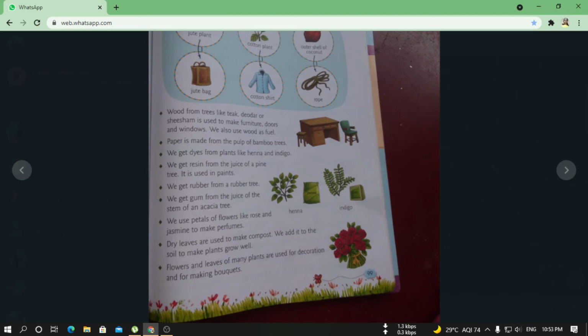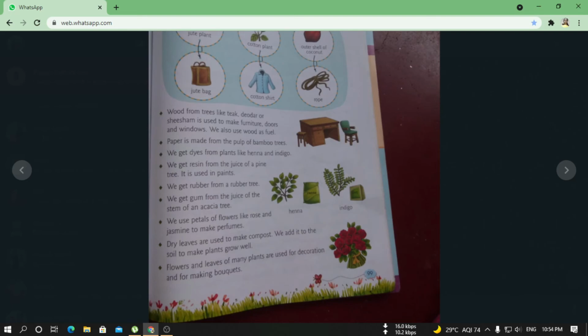We need that petal for making perfume. Now dry leaves we use for making compost, for making soil more fertile so that plants grow well. Now flowers and leaves of many plants are useful for decorating our house and for making bouquet also. Okay, so these are the usefulness of plants.